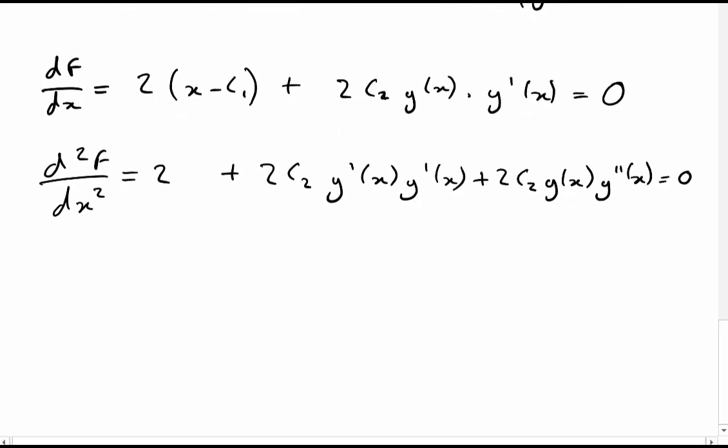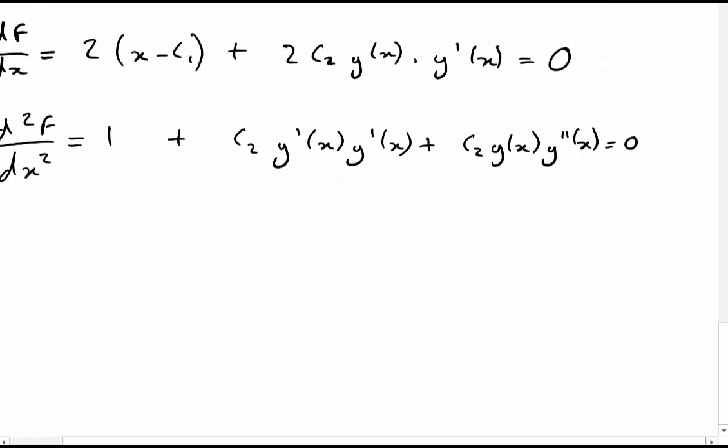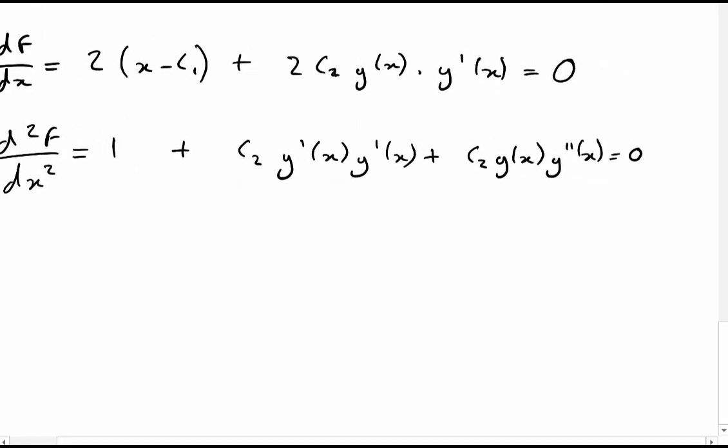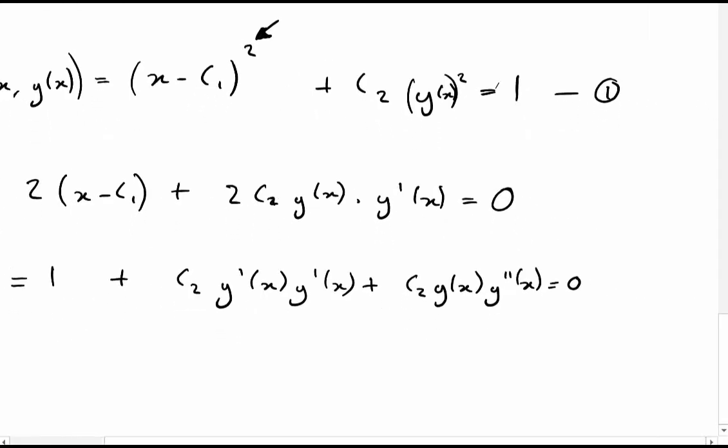Now I can see a 2 here, 2 here, 2 here. So there's a 2 associated with every single term. So all I'm going to do is divide through by 2 to make things a lot easier. So I end up with 1 here, again 1 here. And 0 divided by 2 is still 0. So I've simplified that down a little bit more. I'm going to call this one equation 1. So my original equation is equation 1.